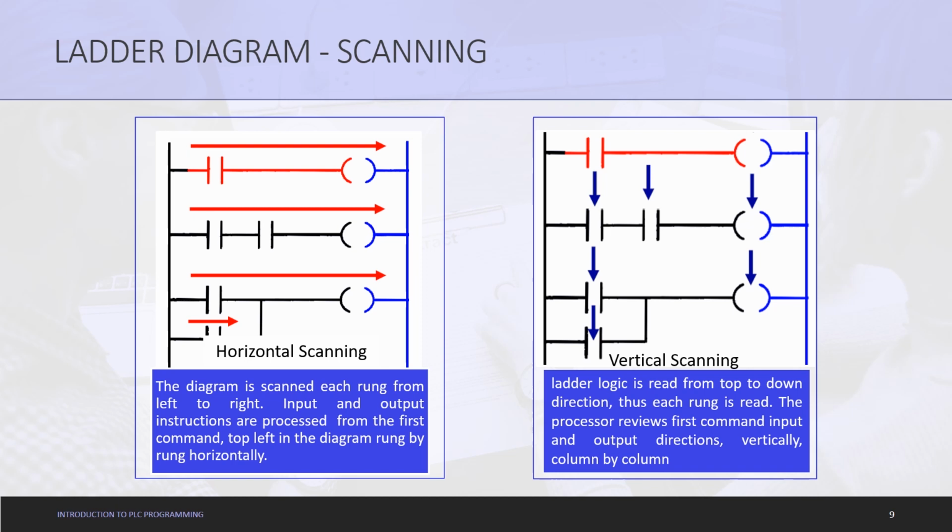The second one is vertical scanning. In vertical scanning, ladder logic is read from top to bottom, and thus each rung is read at the same time, column by column.